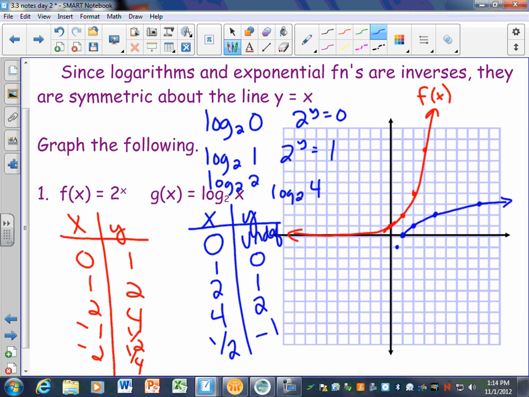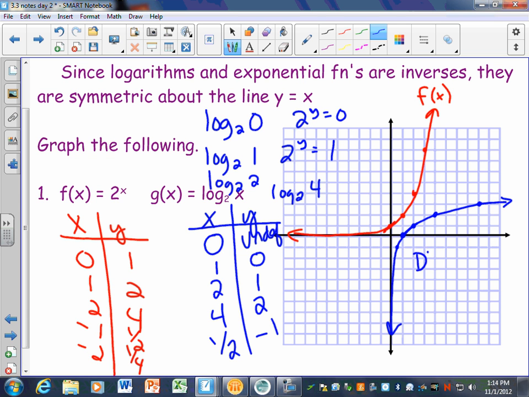And just like before, I'm going to have an asymptote. But what's different about this one? Yeah, it's a vertical asymptote. It's along the y-axis instead of a horizontal asymptote. Again, that's because the domain and the range switch places. You will always have a vertical asymptote on this.